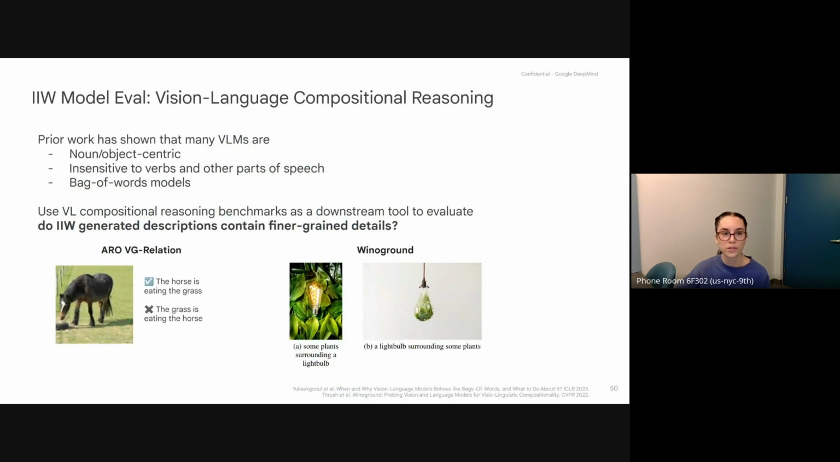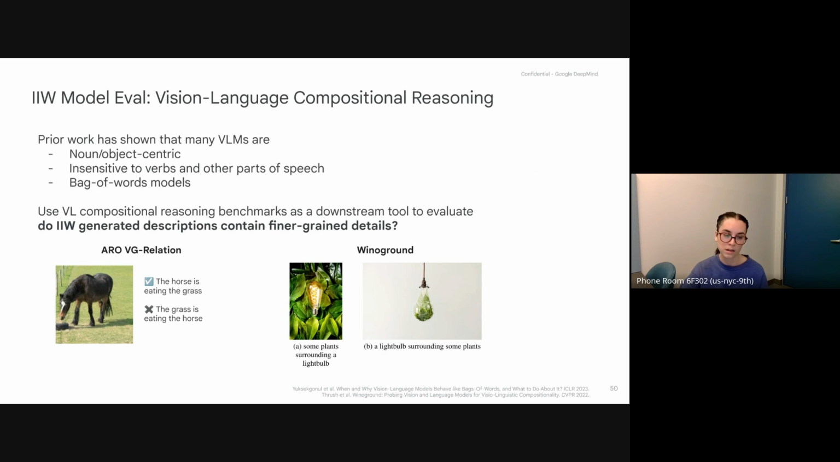Next. So for the second task that we look at, again, we studied vision language compositional reasoning. So prior work in this space has proposed probing data sets that have shown current VLMs are often noun and object centric. And as a result of that, they're often insensitive to verbs and other parts of speech that are important for multimodal understanding. Also, it's been shown that these models can be bag of words models where they're insensitive to word order, which is an issue for relational understanding. And so we use these types of data sets to pose the question, can we generate descriptions that have finer grained details and better coverage over all parts of speech and all types of objects and relationships in the image to better reason about image text pairs.